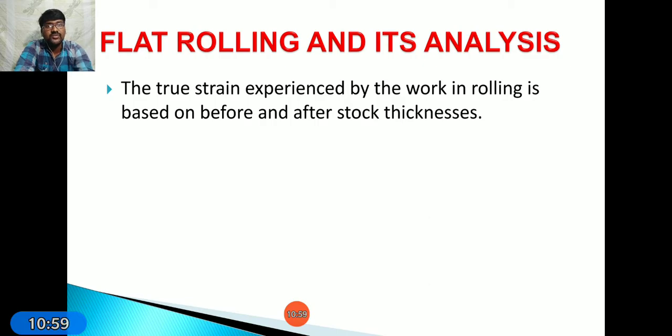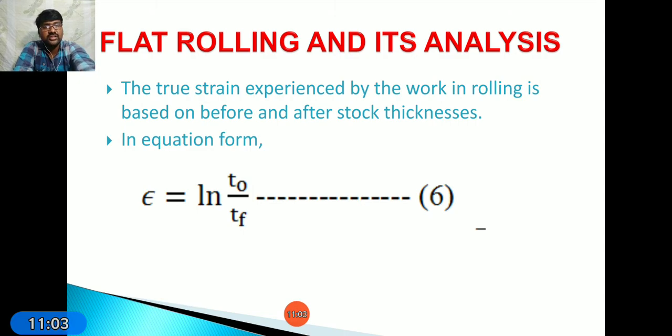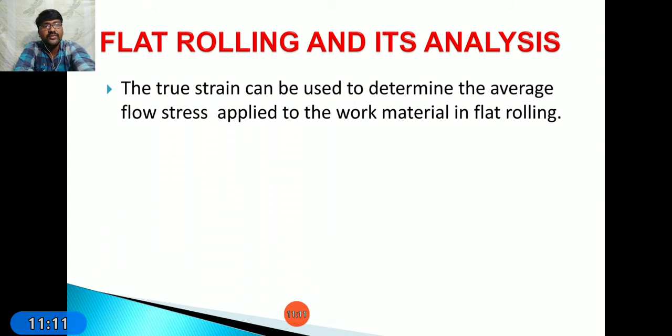By considering this, we will calculate the strain in the rolling process. It is denoted by epsilon, which equals ln of t0 by tf. It is the expression for calculating the true strain. Next, the true strain can be used to determine the average flow stress that is applied to the work material in flat rolling.